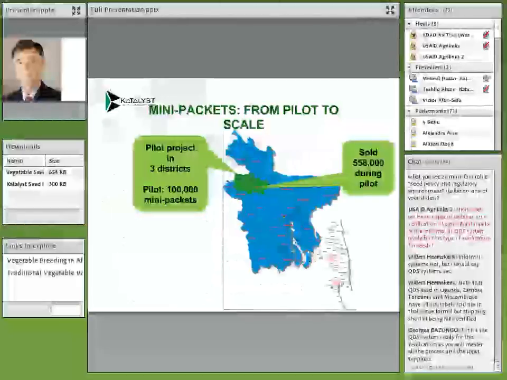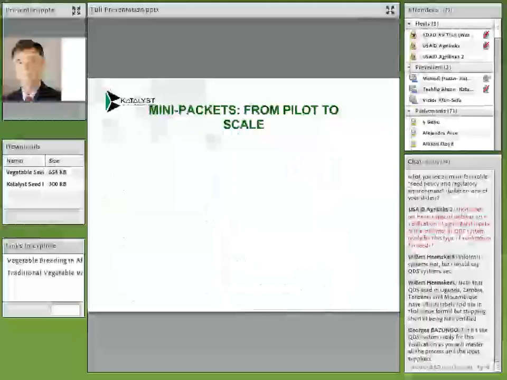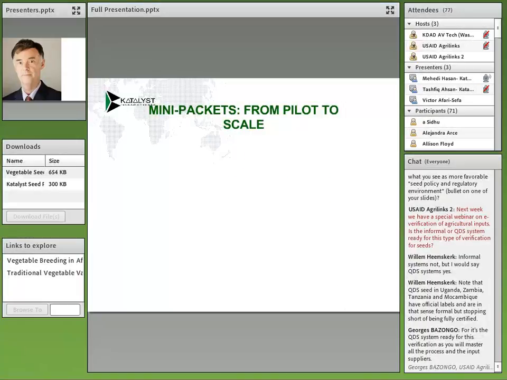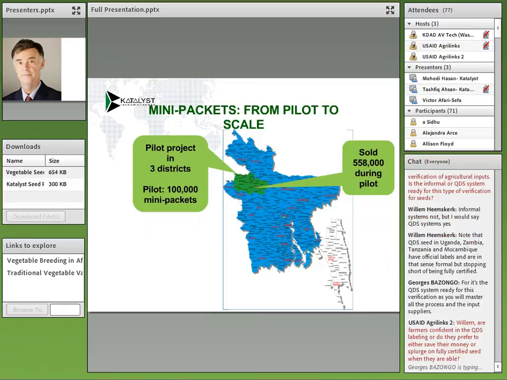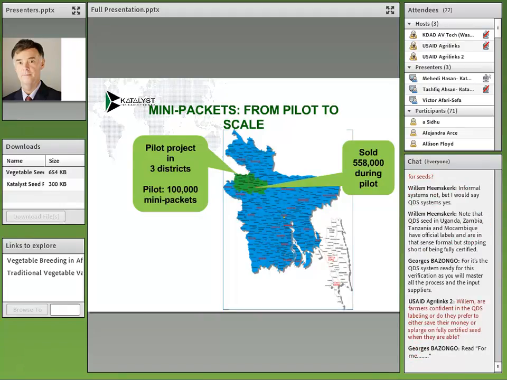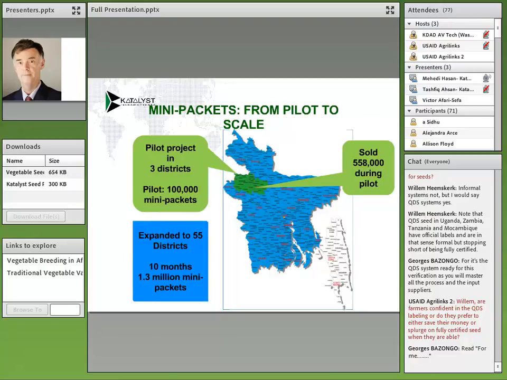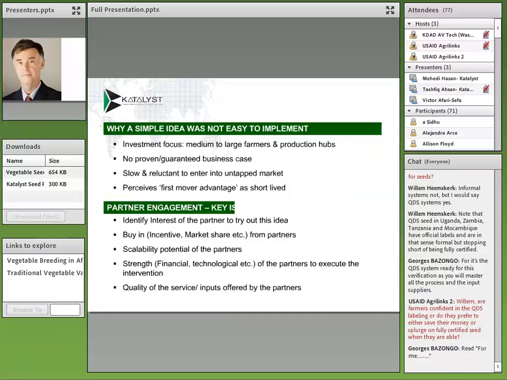Initially the intervention was piloted in three districts. One company expanded it to 55 districts within a year. How did that happen? Well, in the first region, the target was to sell 100,000 mini packets, but they overshot and sold 558,000 mini packets. In the following year, Lalpir, one of our partners, alone sold 1.3 million mini packs.